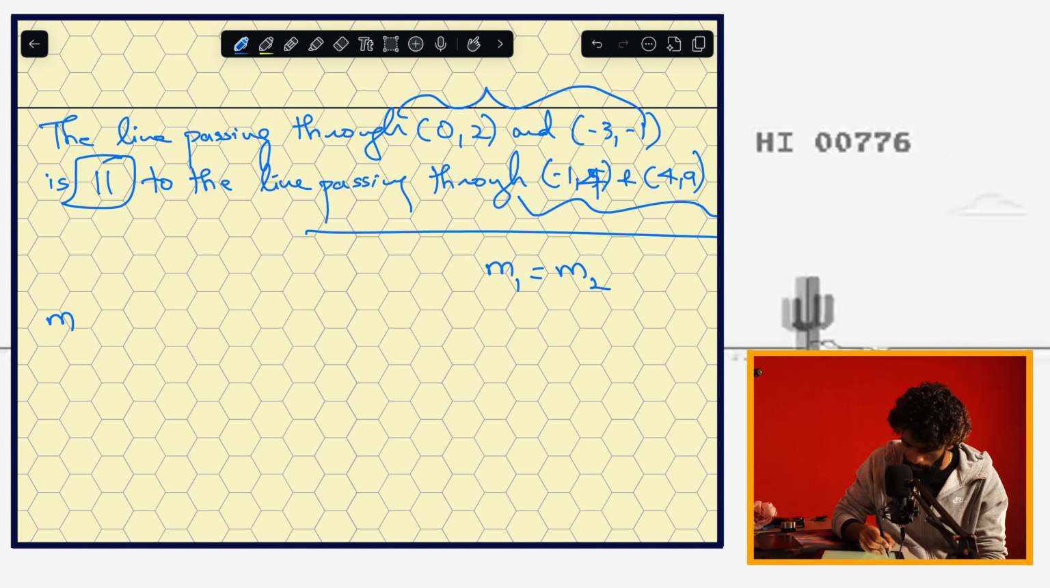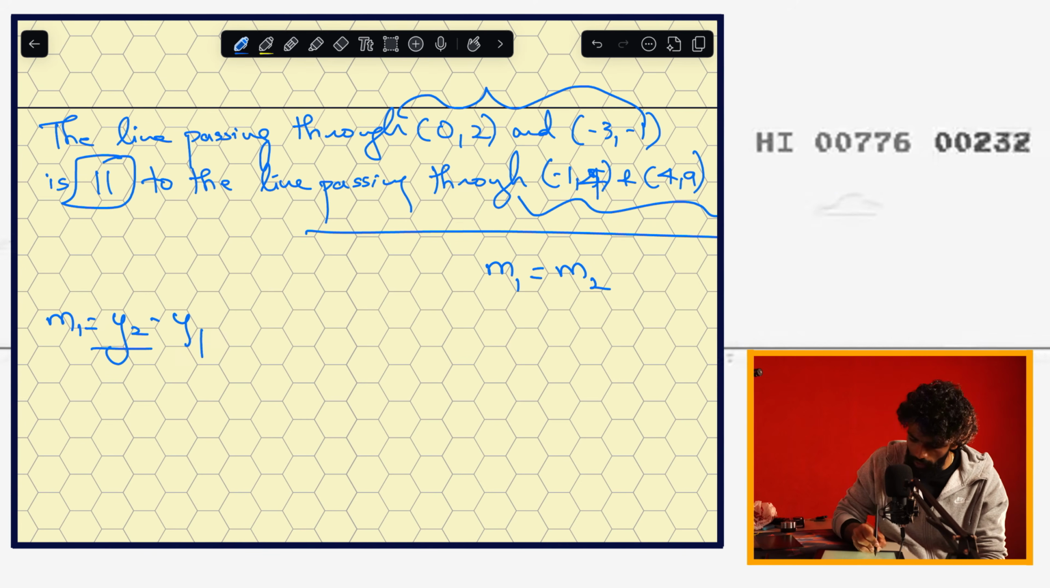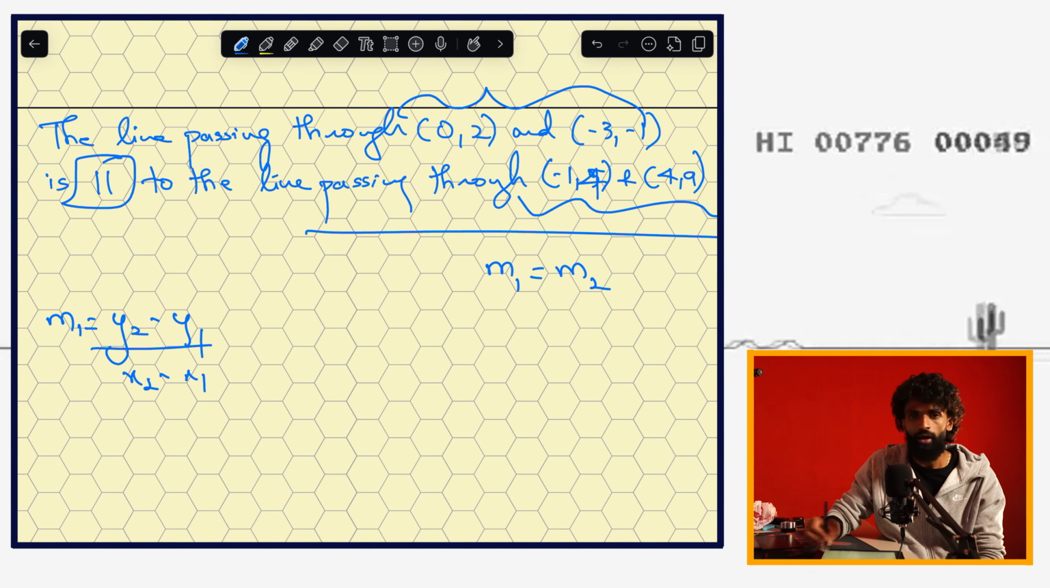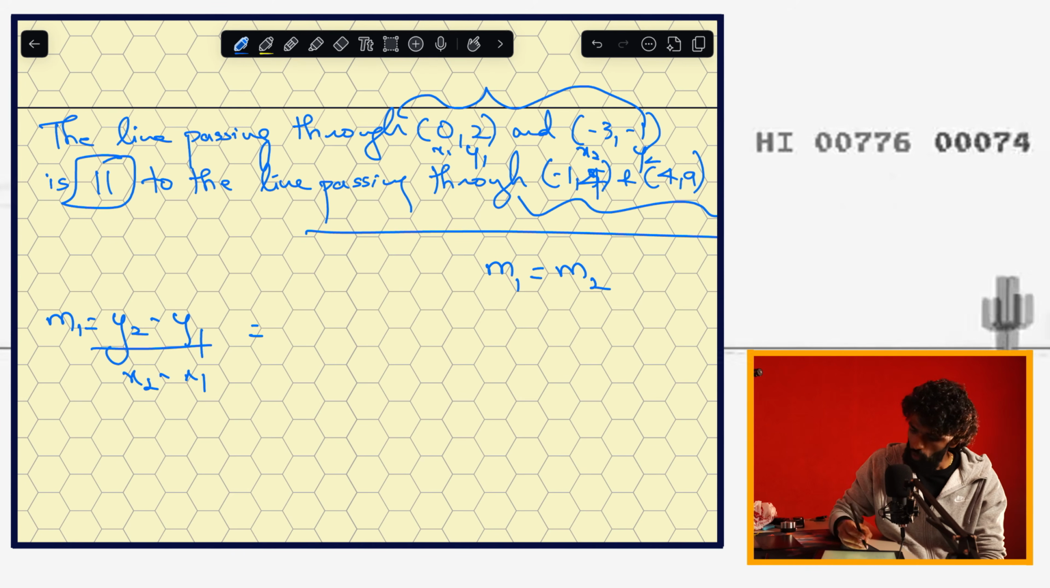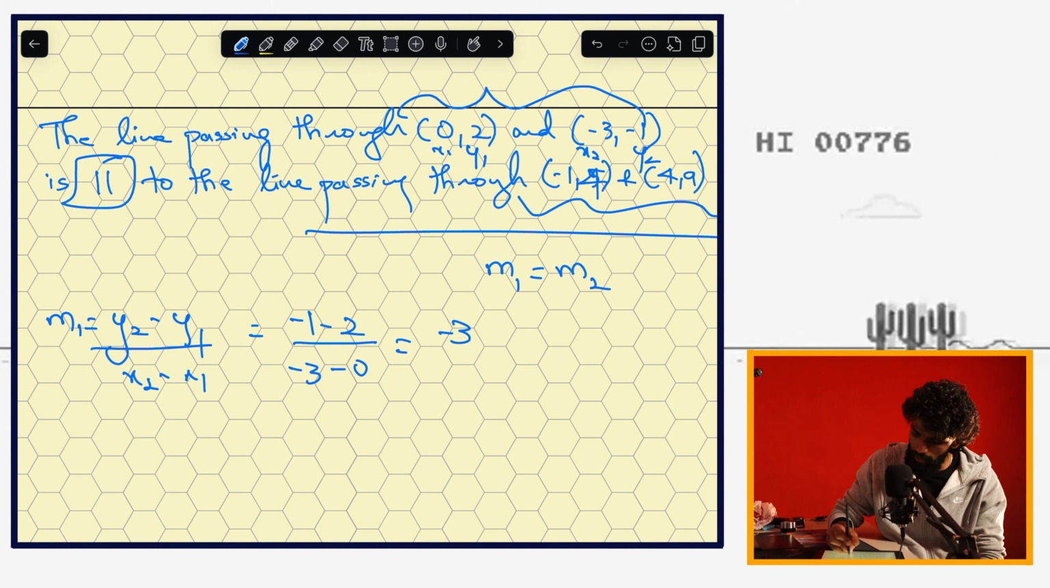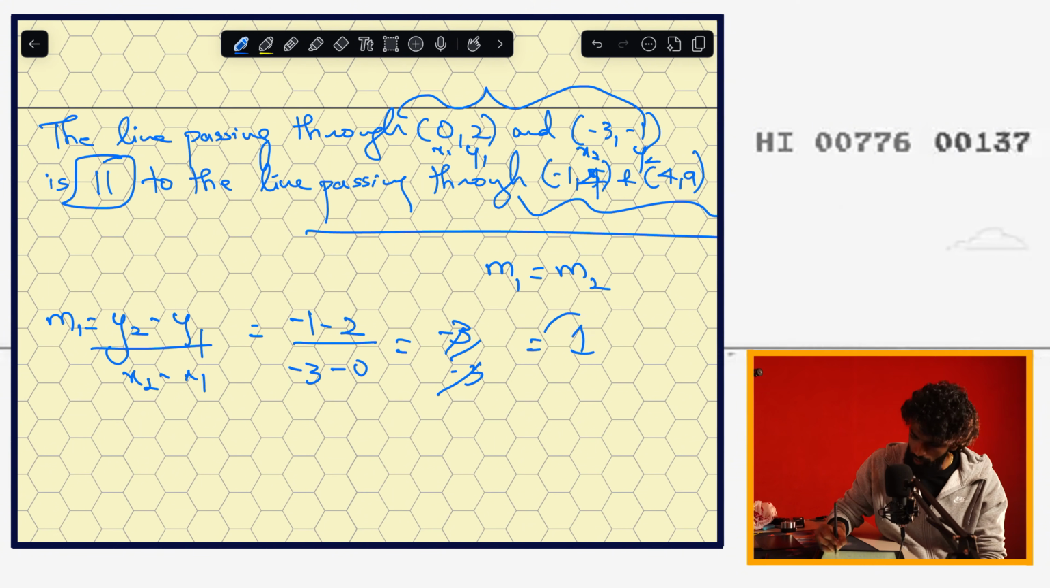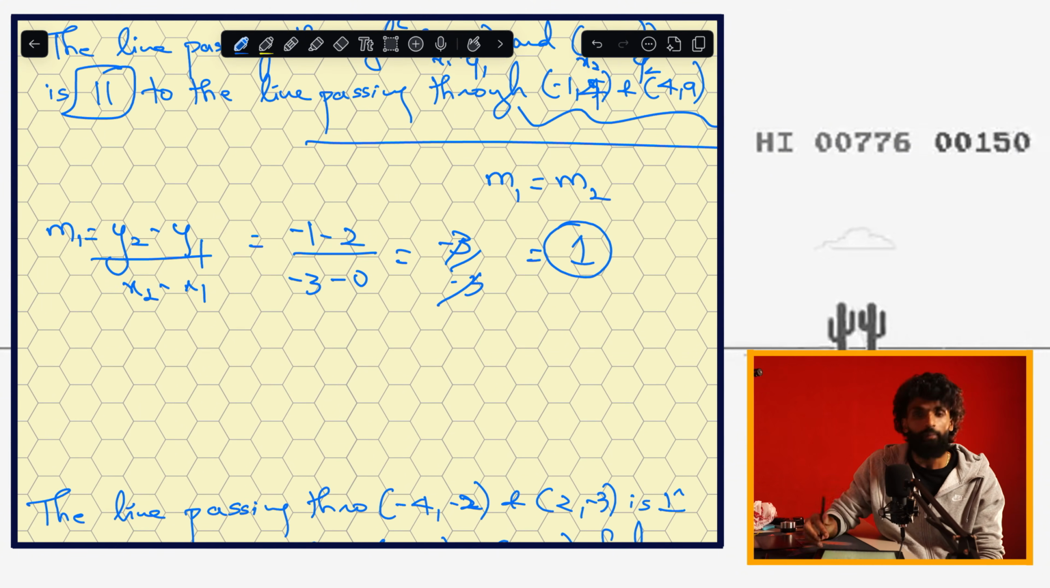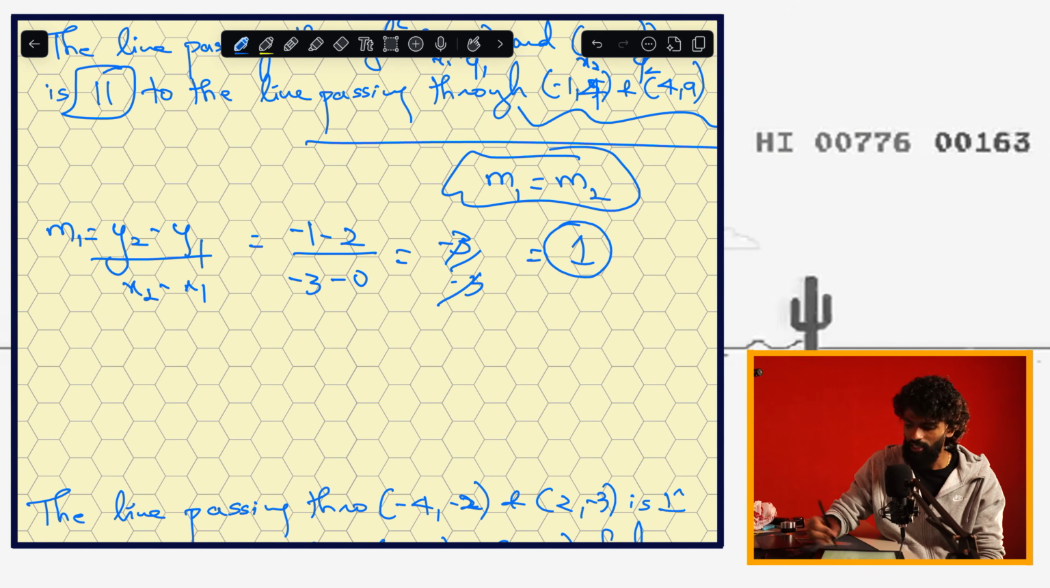So m1 will be equal to y2 minus y1 divided by x2 minus x1, always y on top. Obviously I'll use the first set of points, whatever I've marked right now, x1 y1 x2 y2. So y2's value is minus 1, y1's value is minus 2, done. x2's value is minus 3 and x1 is 0. So the answer is minus 3 by minus 3 gets cancelled, 1. Done. You guys check for m2. You should be getting the same answer, and this is just like a checking question.